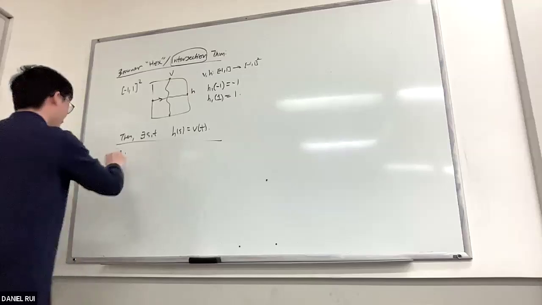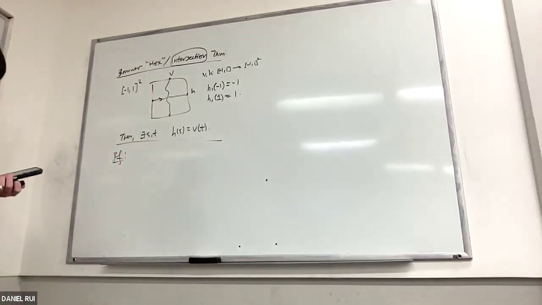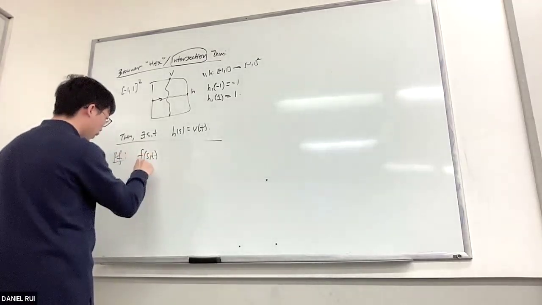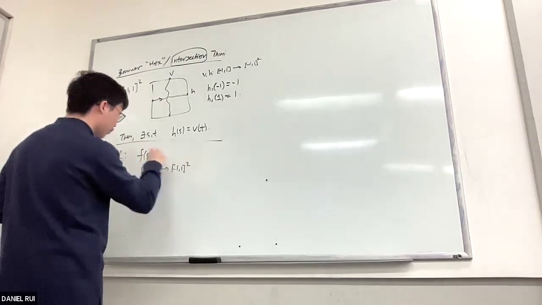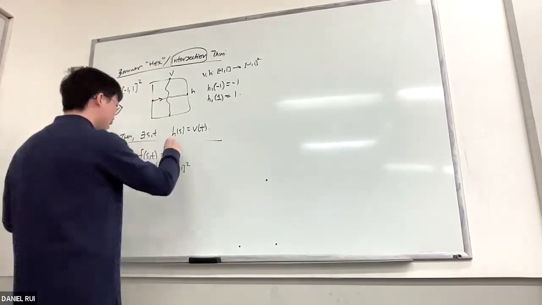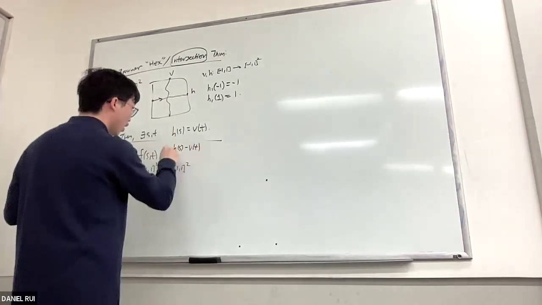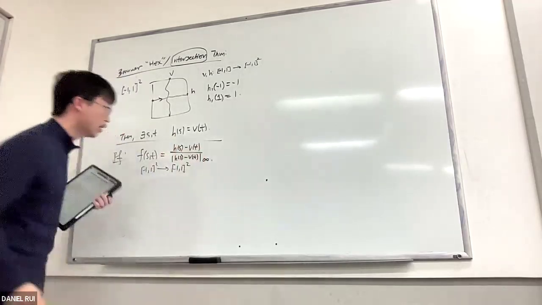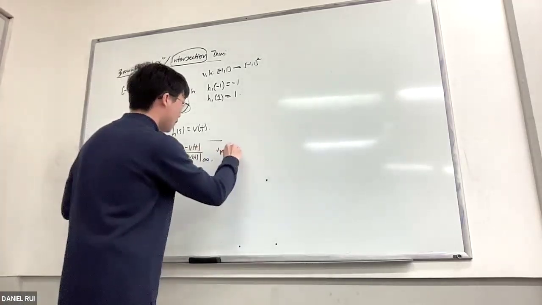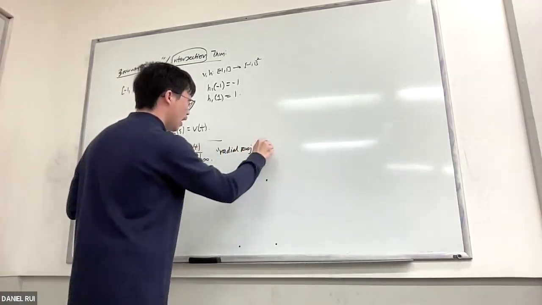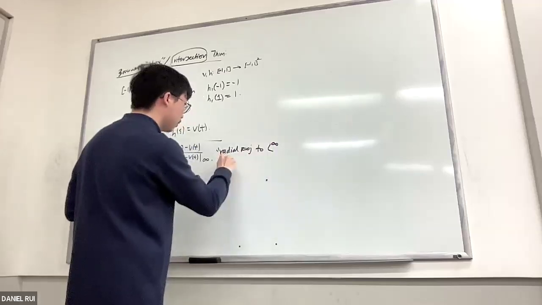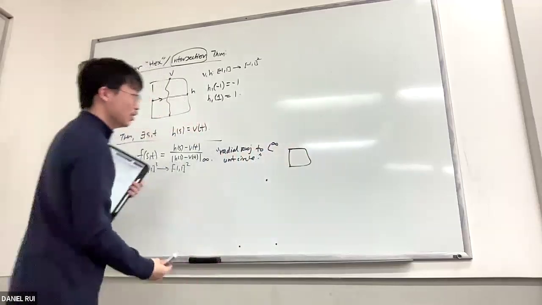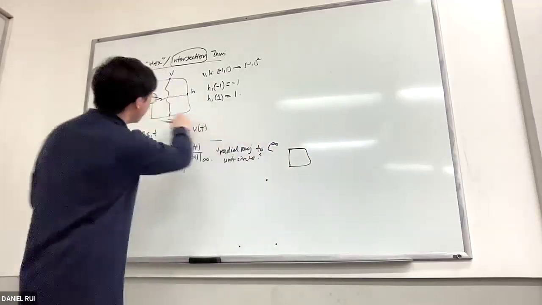So the proof is, let's define a new function from the square to the square. I'm going to define it as H(S) minus V(T) over the L infinity norm of the same quantity. In other words, this is radial projection to the L infinity unit circle, which is the square, the boundary of this guy.